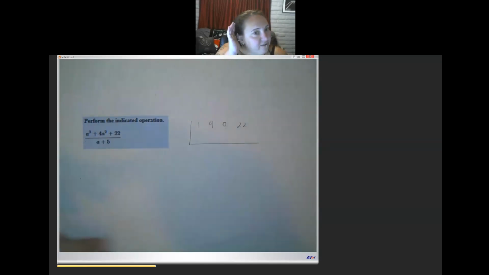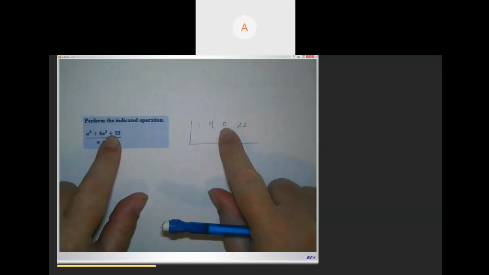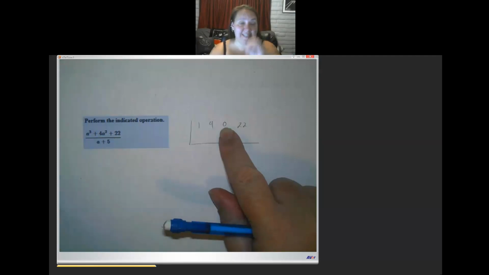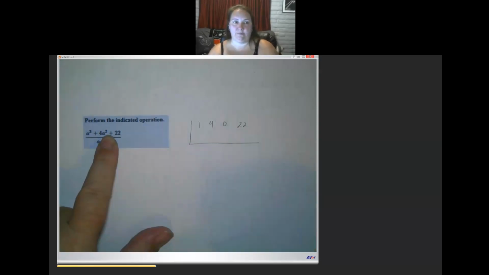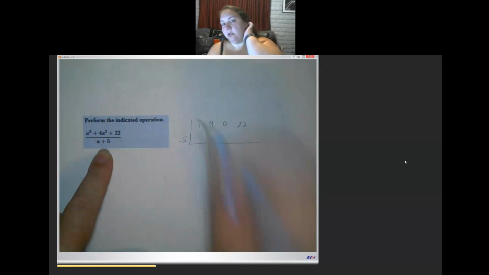What did I just do? You added in your spot for the zero. Missing x. Yeah. There is no term with just an a. That means there is 0a. So you have to include that 0. If you do not include that 0, you will not get the right answer. So it skipped a term. You are not allowed to skip a term. Okay? But then this 5, again, we change the sign and we bring it out.